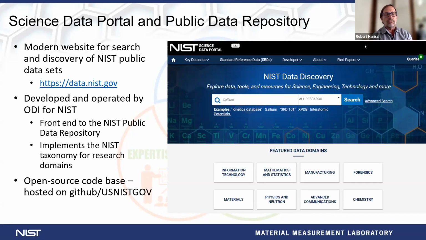The landing page for the data portal has categories of information, but you can type in any sort of search terms, materials that you're interested in, processes you're interested in. And as any modern search portal will do, we will provide for you the best matches for the search terms that you've entered. Next slide, please.